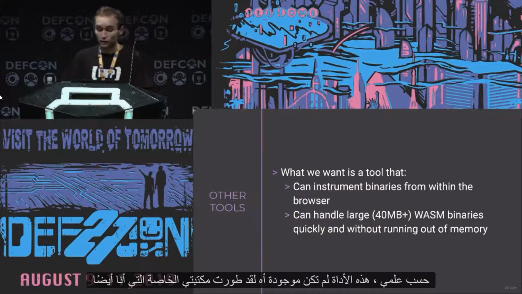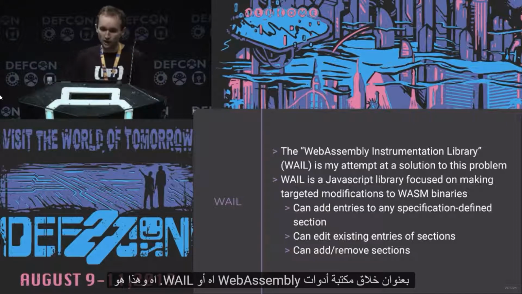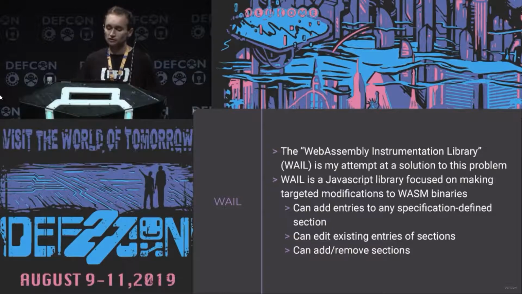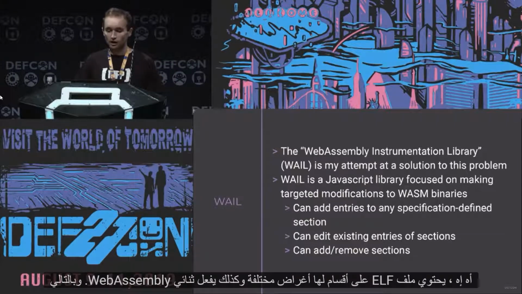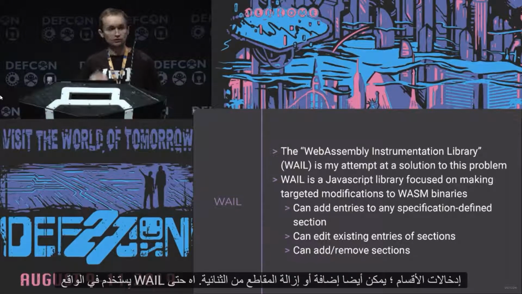So since, as far as I know, this tool didn't exist, I developed my own library, which I very creatively titled the WebAssembly Instrumentation Library, or WAIL. WAIL is a JavaScript library specifically focused on making targeted modifications to WebAssembly binaries. If you think of a WebAssembly binary kind of like an ELF file, it has sections that have different purposes. So what WAIL does is it can add entries to any section of the binary. It can edit existing entries of sections. It can also add or remove sections from the binary.